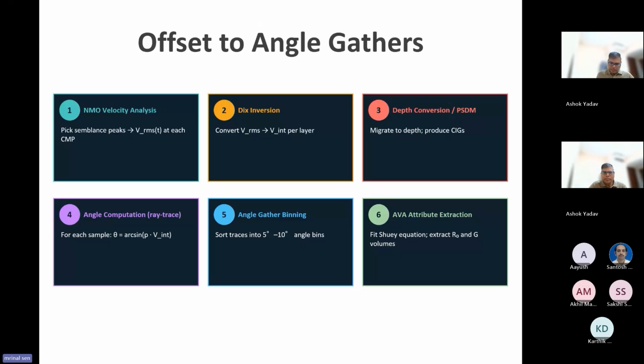So the workflow is offset to angle gathers, NMO velocity analysis, then you do Dix inversion for interval velocity, you depth convert, sometimes you do migration to depth, then you do angle computation and then angle gather binning, and from there you can extract AVO attributes. Okay, because now there's a reflection coefficient, which I'll probably talk about in the next set of slides, that is used for rock property analysis, and that can be represented as a function of angle, although fundamentally they're basically functions of p.